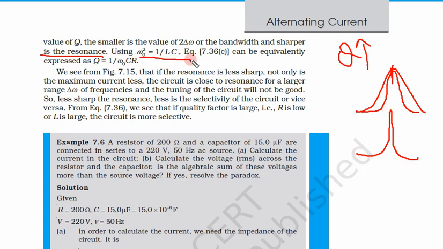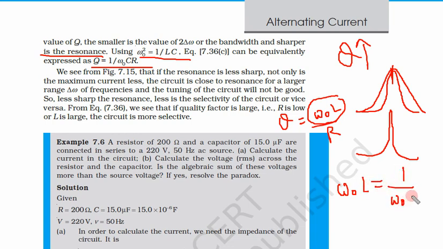Using omega naught square is equal to 1 by LC, what can we say? Q is equal to 1 by omega naught CR. So Q was omega 0 L by R, and we have this relation omega naught square is equal to 1 by LC. So now let us put the value of omega naught L. So omega naught L must be equal to 1 upon omega naught C.